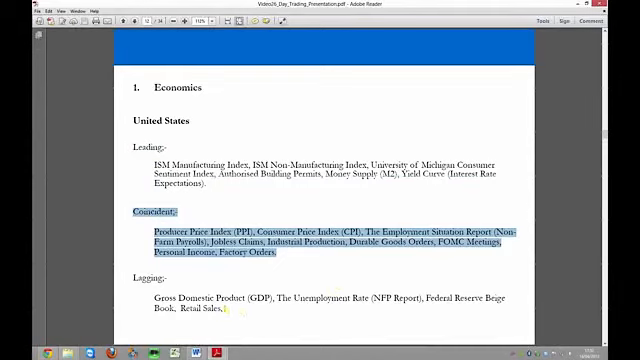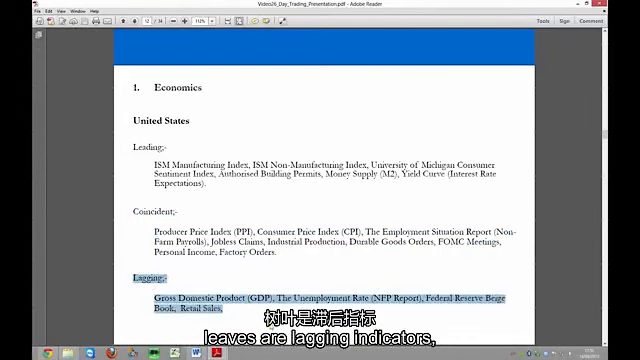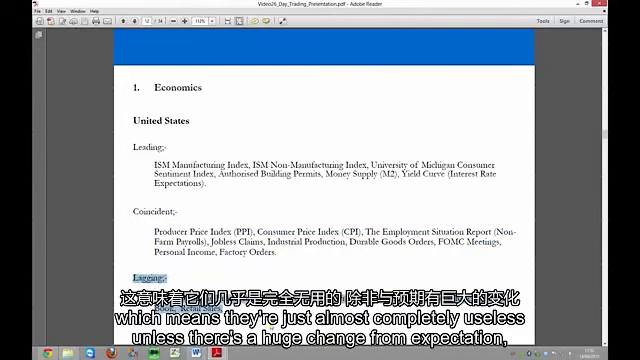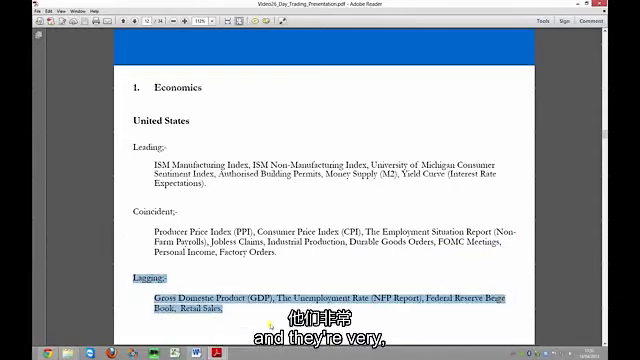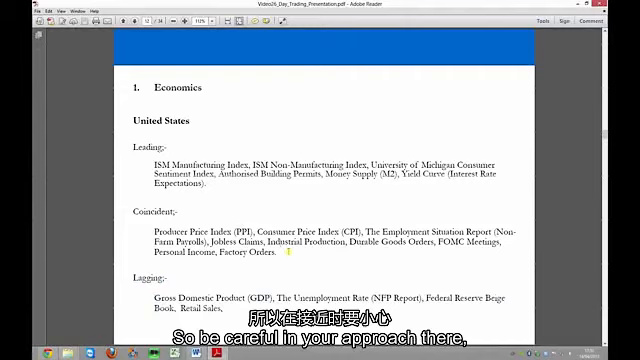So that leaves lagging indicators, which means they're just almost completely useless unless there's a huge change from expectation, and there very, very, very rarely is. So be careful in your approach there.